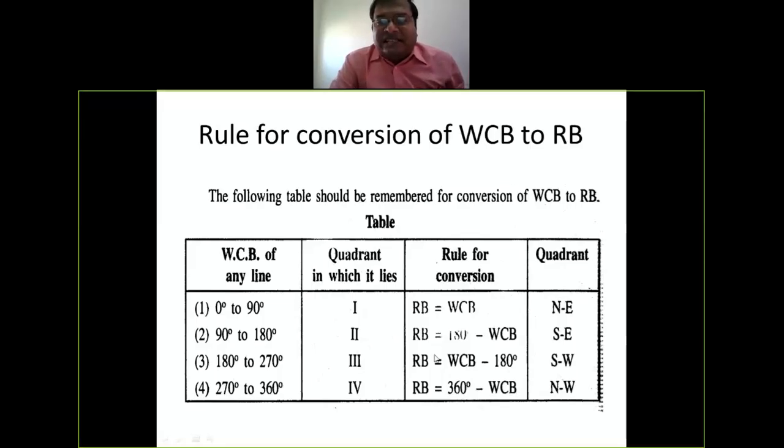Suppose vice versa, if RB is given and you have to calculate WCB, what do you have to do? You just have to change this formula. In the first case it remains the same: WCB is equal to RB. In the second case, WCB is equal to 180 minus RB. Like that you can do the vice versa case also. We will solve some examples so you can get some idea.